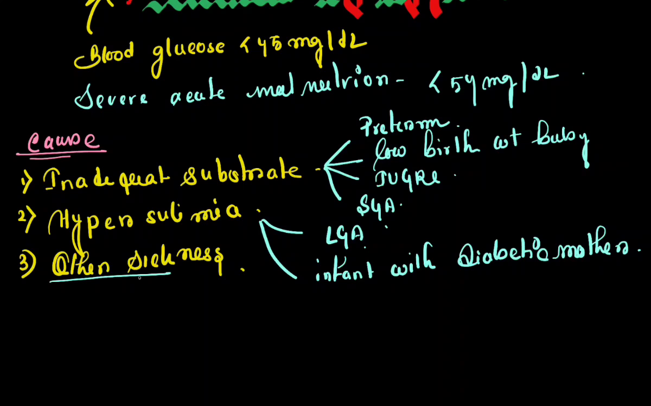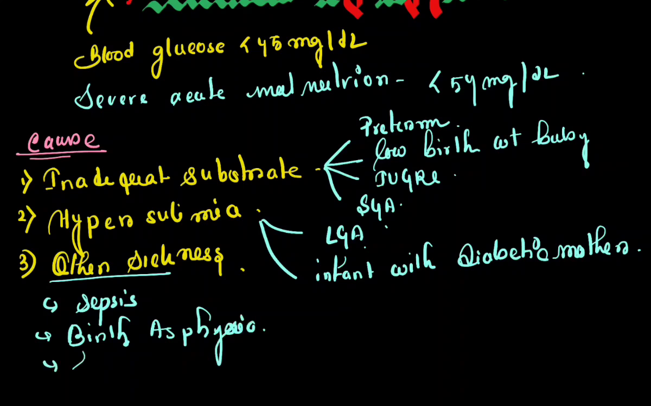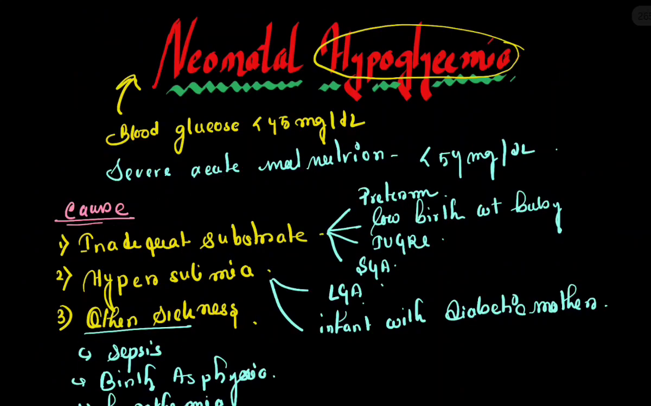Third, under other sickness, sepsis, birth asphyxia and hypothermia also cause neonatal hypoglycemia. I think you all understand why neonatal hypoglycemia occurs.